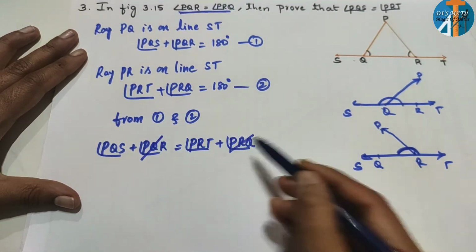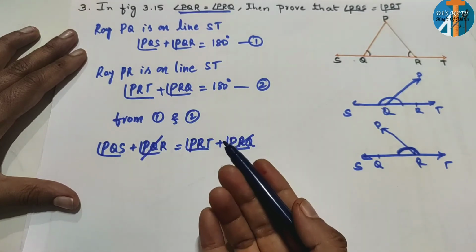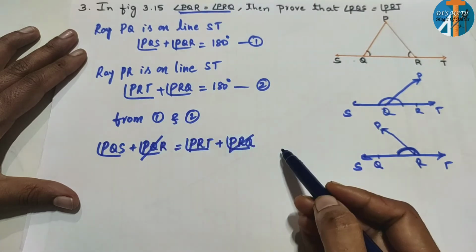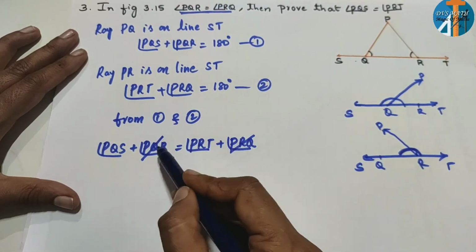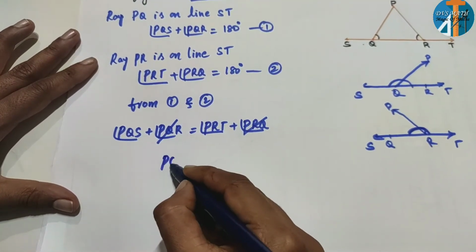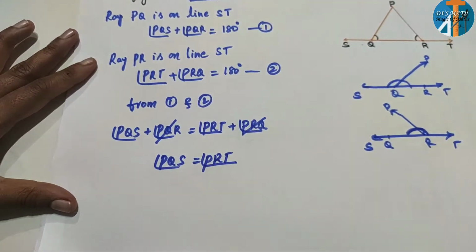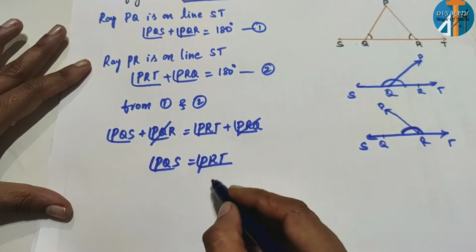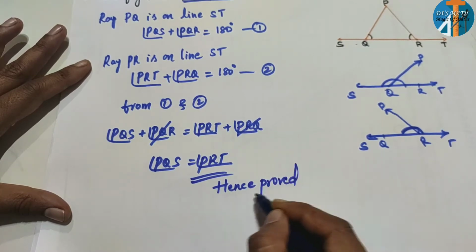That means you can cancel these two. If you are getting the same angle in RHS and LHS, you can cancel it directly. Or if you move this to the other side, it becomes minus. Both values are equal, so plus and minus will cancel. Now finally, what is left? PQS is equal to PRT. This is what I told you to prove, no? PQS is equal to PRT. Therefore, hence proved. This is a very simple problem.